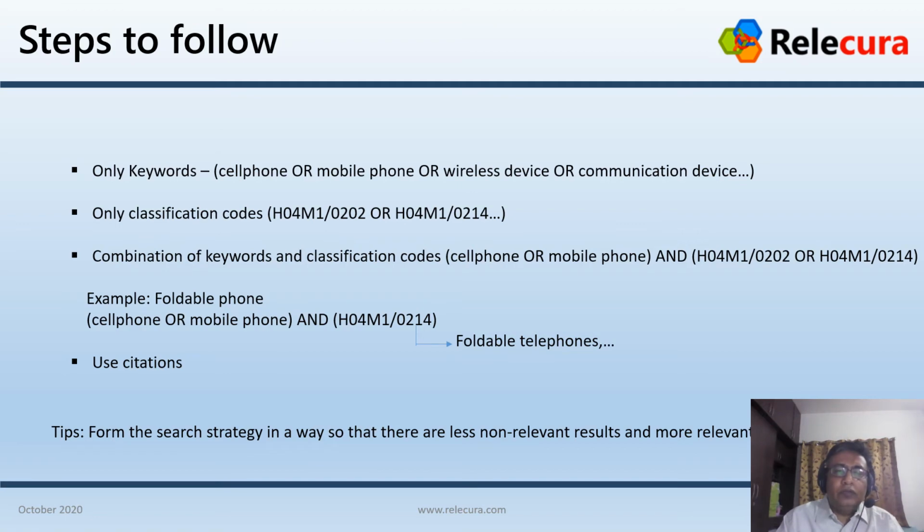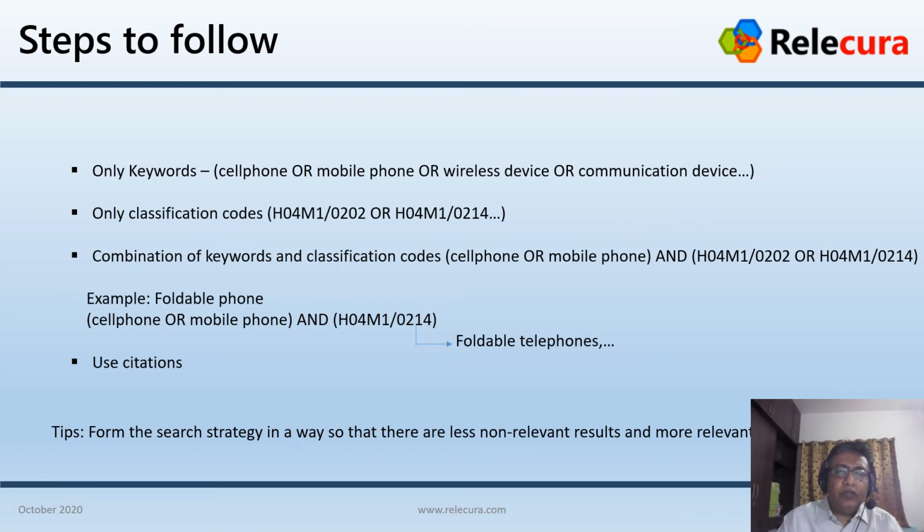Okay. So after learning about the parameters and the Boolean operators, we should know how to do the search, or what the important steps to be followed are. So the very first step is we have to use keyword synonyms. Second step is we have to use classification code. Third step is we should use a combination of keywords and classification code.